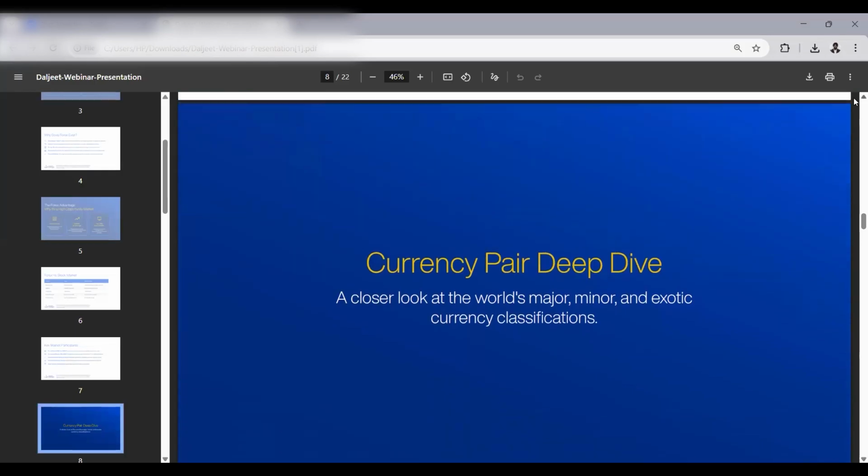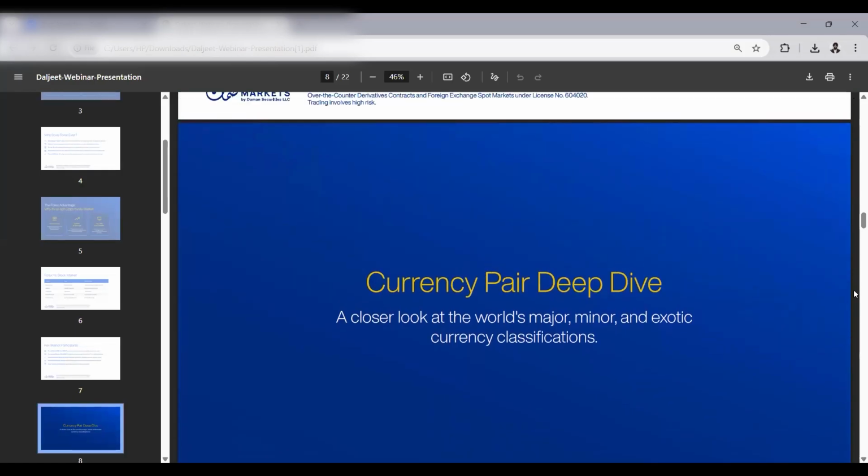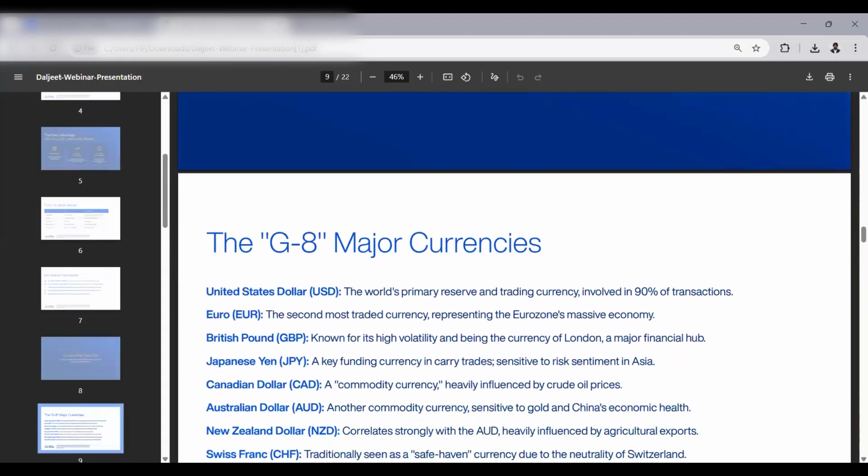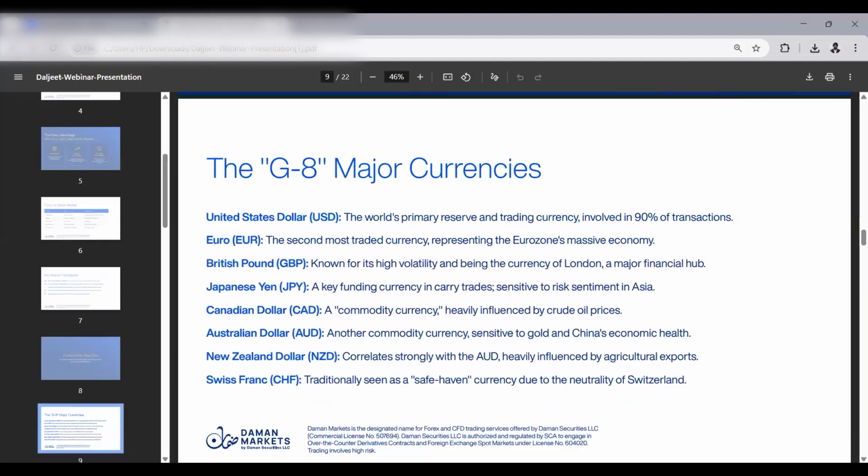Now, as we say, the forex market is more about exchange, it's more about the currency market. So what are currencies and how do we learn more about them? Let us go deeper into the currency pairs and currencies that make up this market. There are the 8 major currencies. Let me just read out those currencies for you.